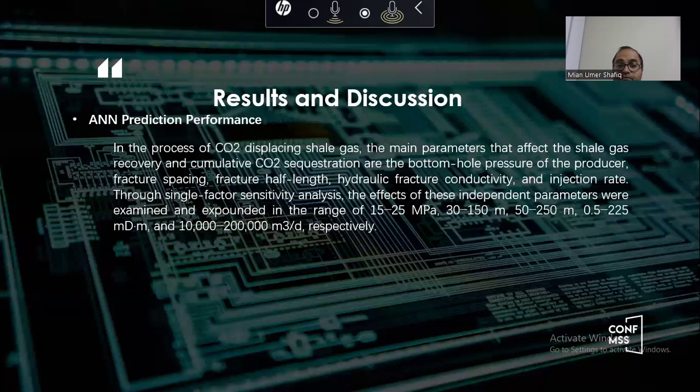That pressure we check for 15 to 25, 30 to 50, we check the space, 15 to 225, and 0.5 to 225 is the permeability, and then 10,000 to 200,000 respectively the flow rate. So we check these parameters in this way.